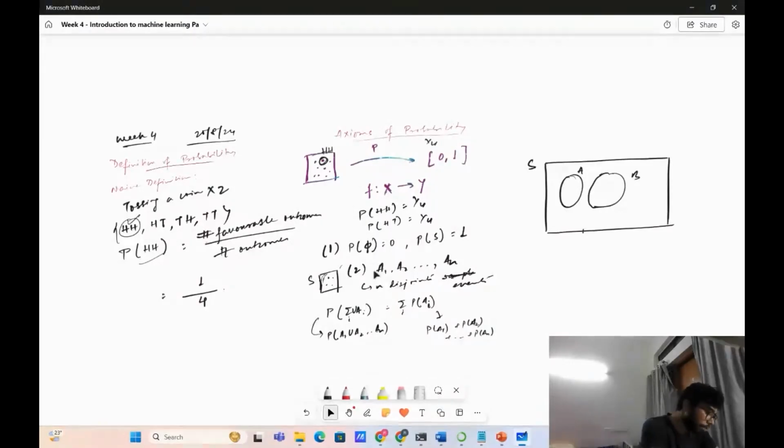So what the axiom tells is that P of A union B is basically P of A plus P of B. So if you want to see, let me think of an example, right? The previous example, like tossing 2 coins. Tossing one coin and you are getting head. So probability of getting head from the first coin is half, right? Each one.